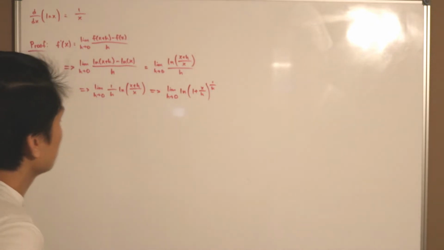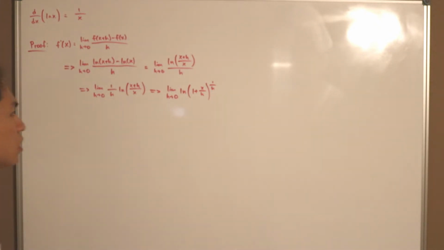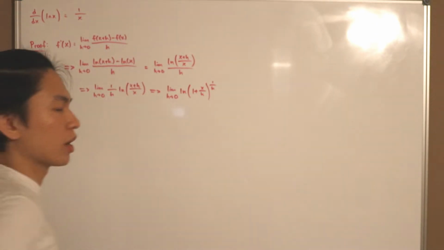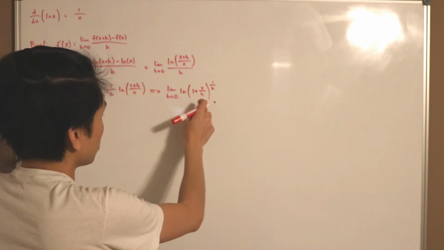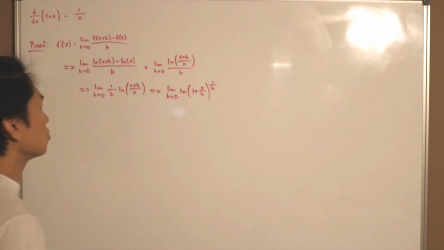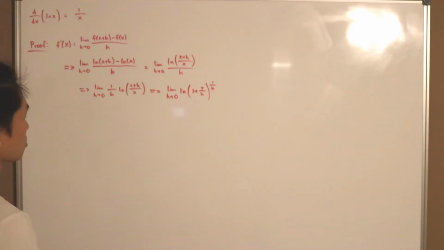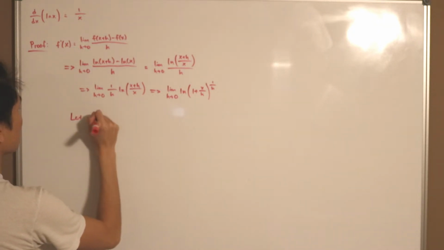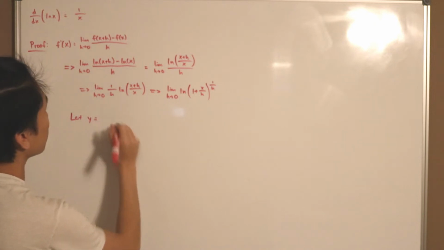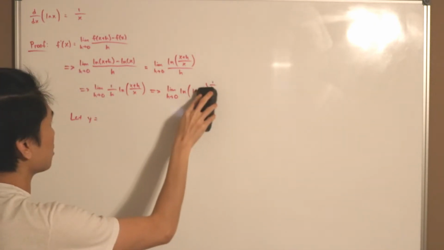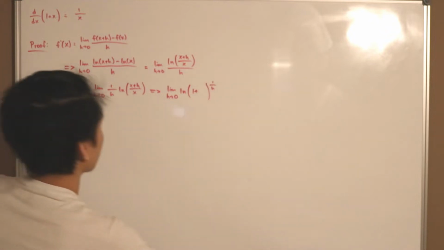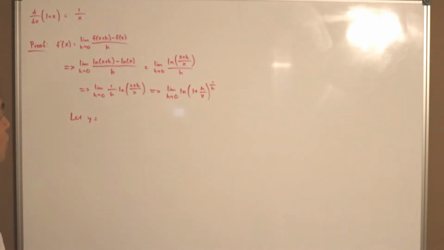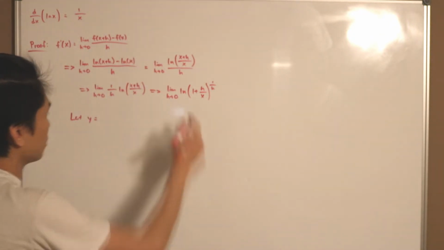Okay, so far so good. So the next step is going to be an interesting one where we're going to use a substitution variable. Let's define a substitution variable. We'll call it y. Oh wait, actually I have that backwards. This is supposed to be h over x. I accidentally wrote x over h. Sorry about that. There we go, that's better. Yep, okay, h over x.